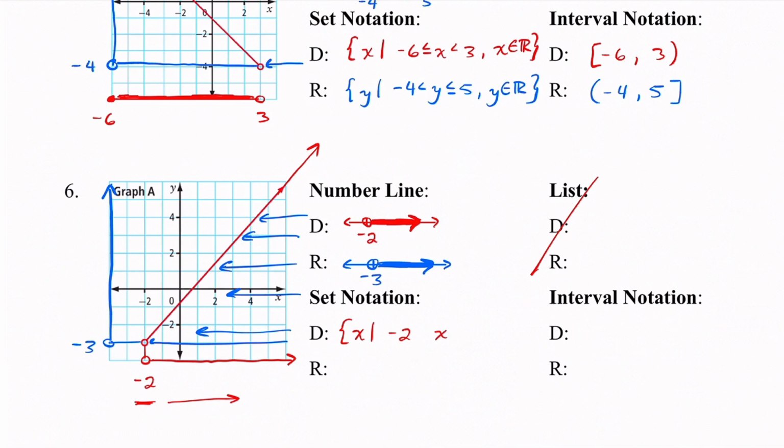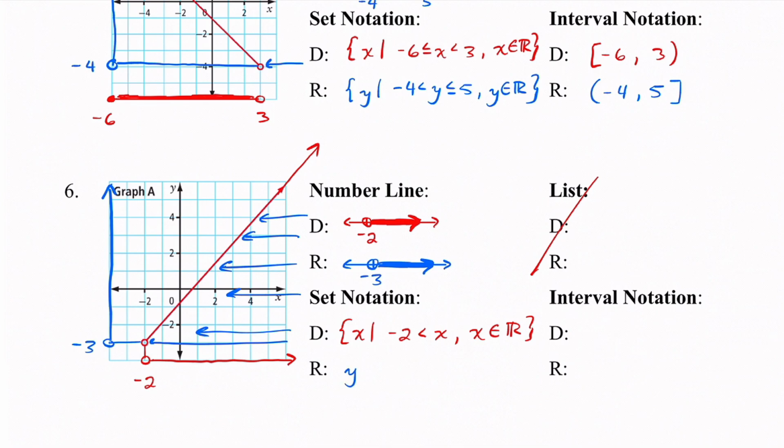And X was greater than 2. We had all of these points that were greater than 2, but we didn't include 2 because we had an open dot there. So open dot means we can't have an equal sign here. It just has to be greater than 2. And then don't forget to put X is an element of the real numbers. Again, that should be on every single question.